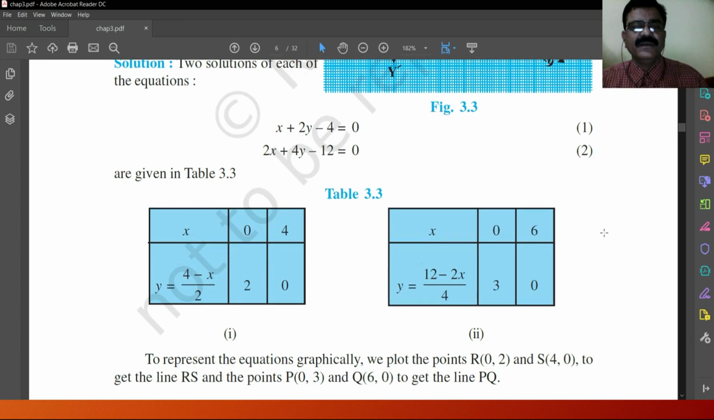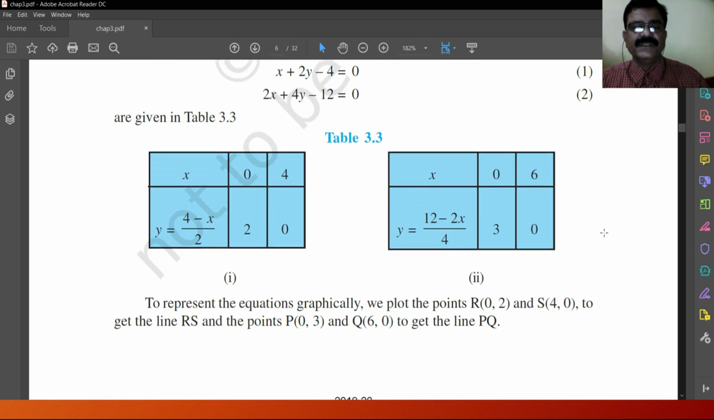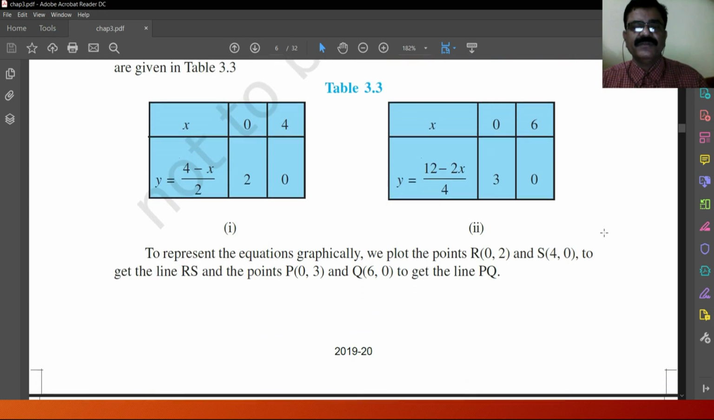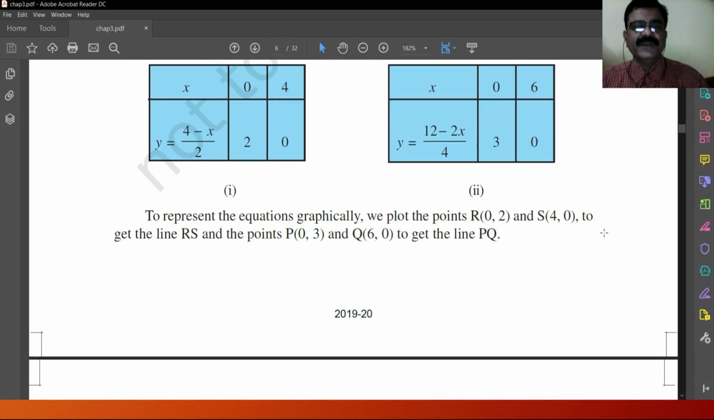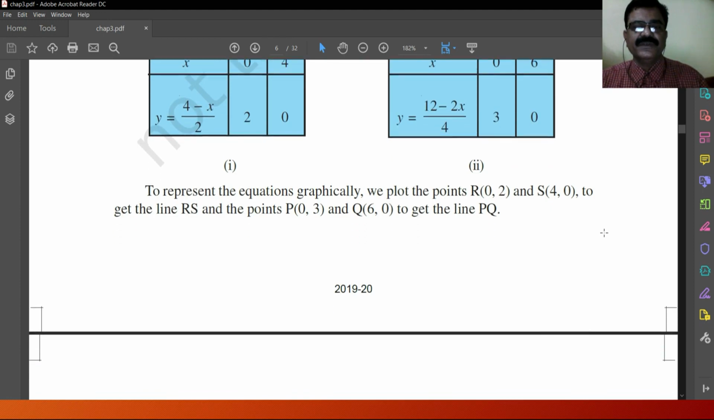In the table, for the first equation, x is equal to 0, y is 2, and if we take x is equal to 4, y is equal to 0. For the second equation, x is equal to 0, y is equal to 3, and x is equal to 6, y is 0. To represent the equations graphically, we plot the points (0, 2), which may be written as R, and point S which is located at (4, 0), to get the line RS, and the points P(0, 3) and Q(6, 0) to get the line PQ.